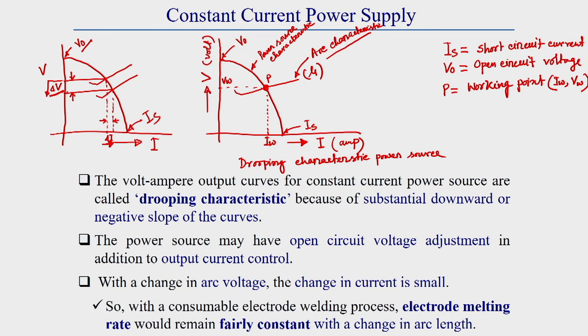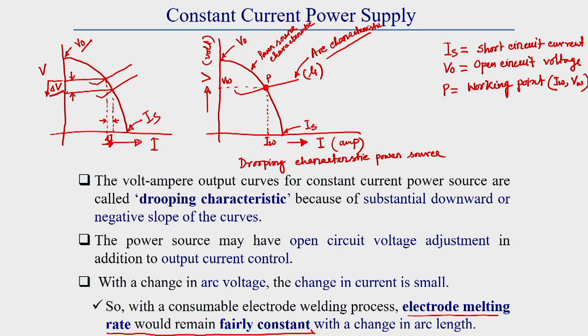And due to the decrease of voltage, as some increase of current is there, the power output remains almost constant. So that is why the electrode melting rate is fairly constant for this welding process. That is why I have written here: electrode melting rate for this constant current power source generally remains fairly constant with a change in arc length.